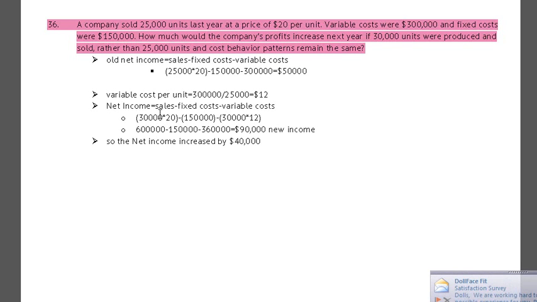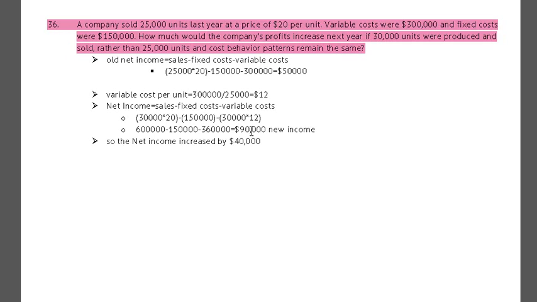Now we can go in and calculate what our new net income would be. We're now going to be doing 30,000 units, still at $20 per unit, minus our fixed costs of $150,000 as stated, minus our new variable cost, which is 30,000 units times our $12 per unit. That gives us the calculation below, and we get a new income of $90,000.